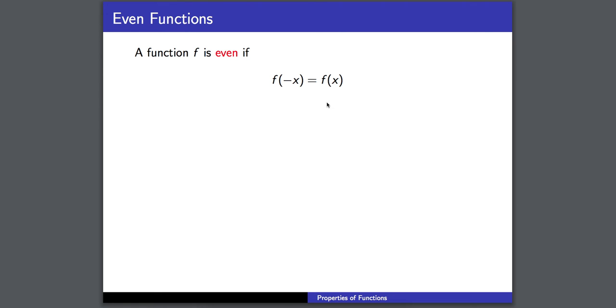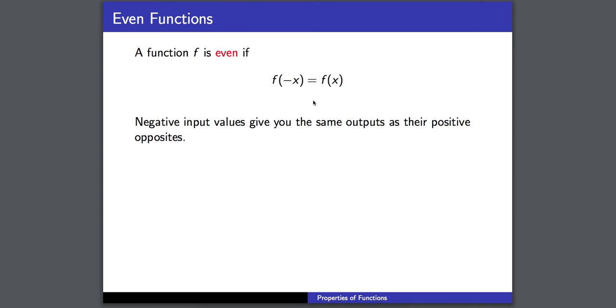It means that if we evaluate the function at points that we choose, and then we get those outputs, if we take the opposite of those points that we chose and plug them in and get the same outputs as before, then our function is even. So, in other words, negative input values are going to give you the same outputs as their positive opposites will. Visually, even functions are symmetric with respect to the y-axis.